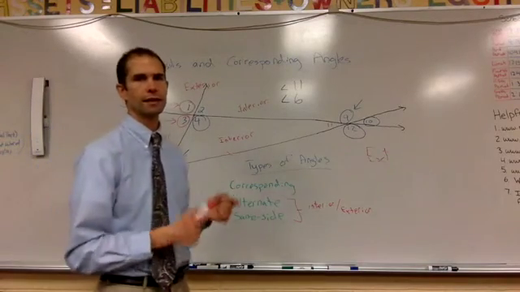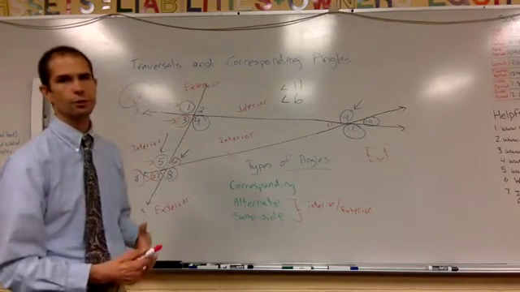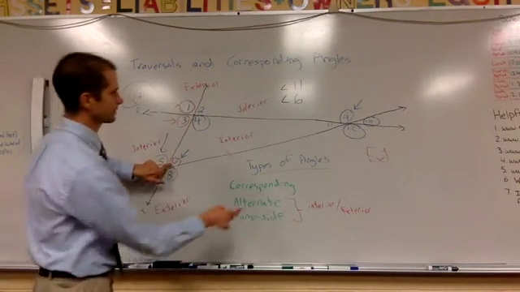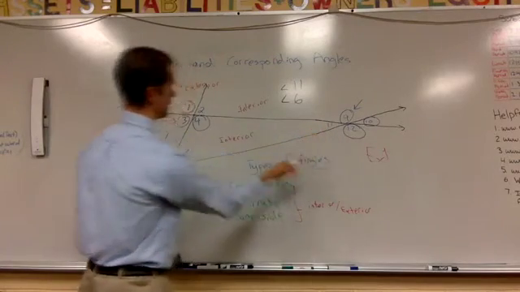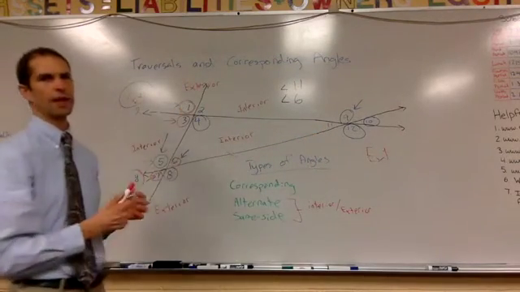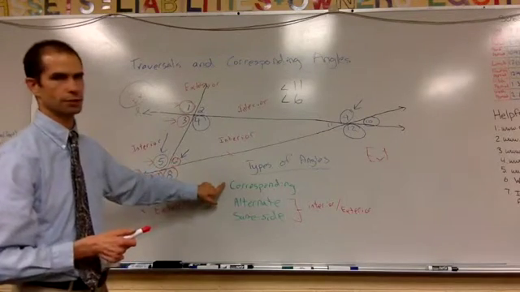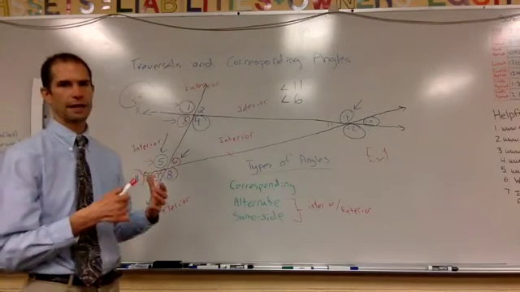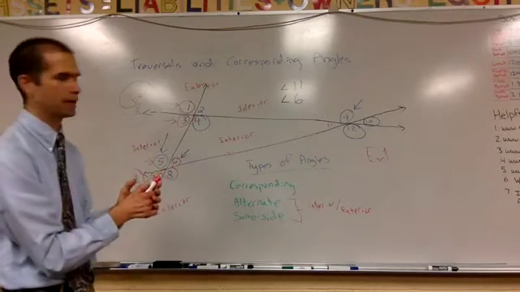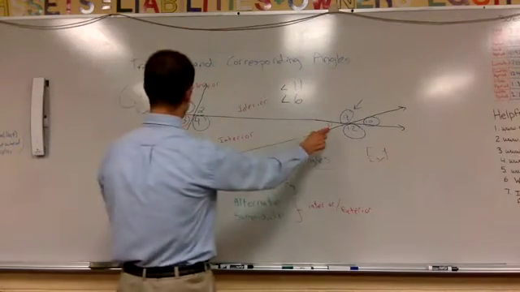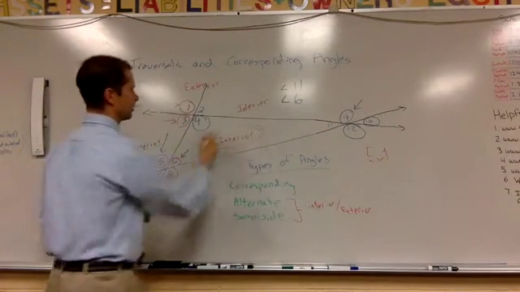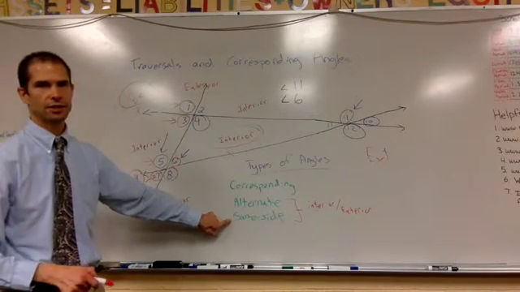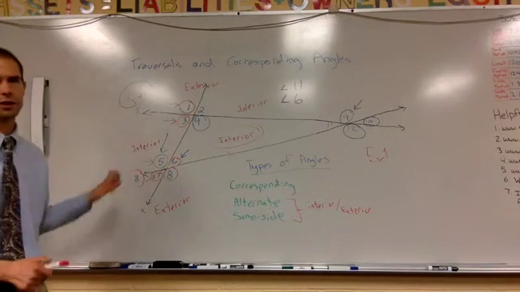Now, what's the relationship? First, let's look at which side. Are they on the same side, opposite sides, or alternate sides? 6 and 11, they're on the same side. So that means they're going to be same side or corresponding. Now, are they both interior, or is one interior and one exterior? If we look at 6 and 11, we see that they are both interior on the chart. So they are same side interior angles with a traversal on line Y.